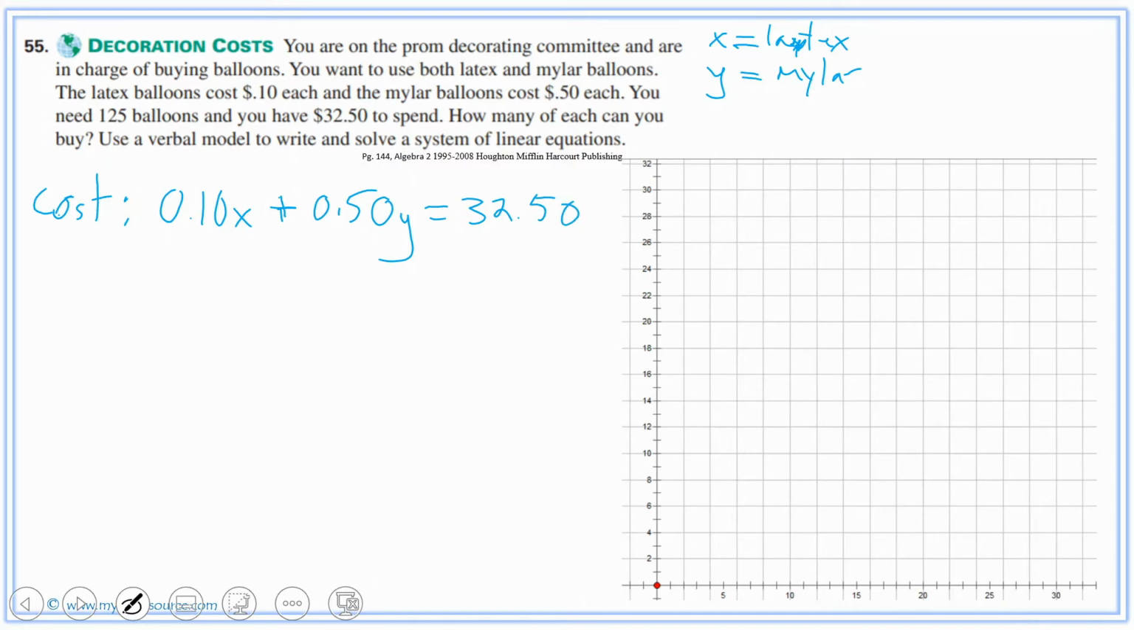That's my total. My other total is the amount of balloons. So I'll just put here the amount. And the amount of the balloons will be, I have X amount of latex balloons plus Y amount of mylar, which would be a total of 125. And if we solve these simultaneously together, we get a linear system. So remember, whenever you deal with real life situations, you normally want a solution. So when we solve this, we are getting one. And so let's start off with the first one.